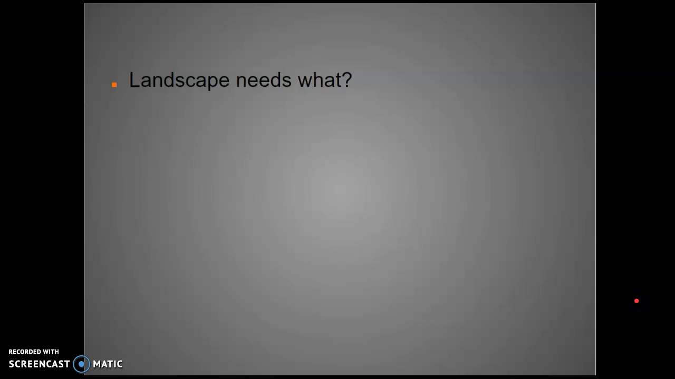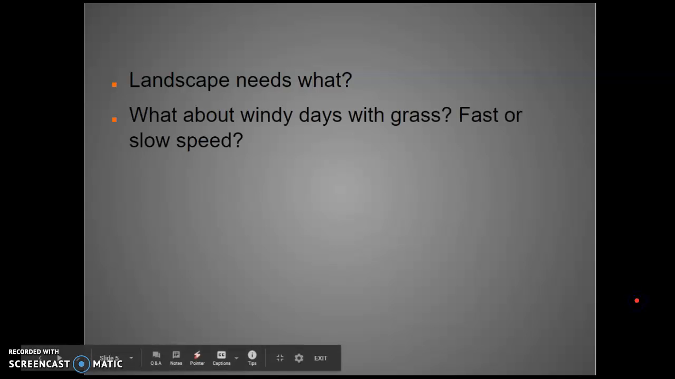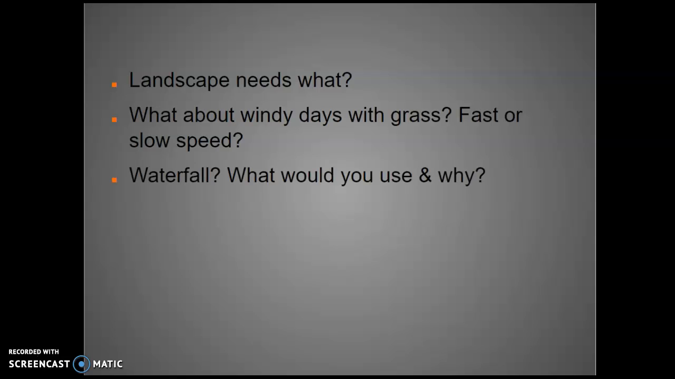Okay, so landscape needs what? Fast or slow? Slow, right? Okay, what about windy days with grass? Fast or slow speed? Well, if you want to freeze the grass, then you use a fast shutter speed. But if you want to show that it's a windy day, then you would use a slow shutter speed. That way the grass would be moving in the picture.